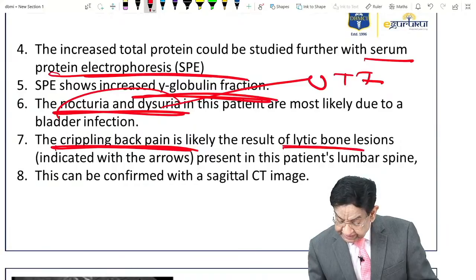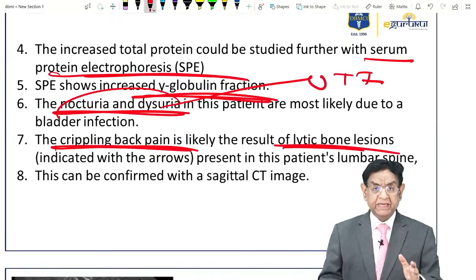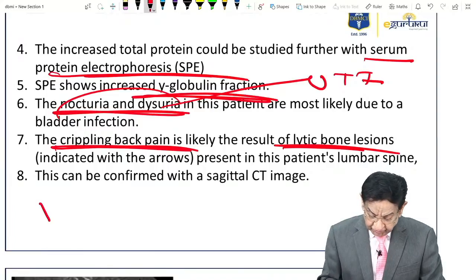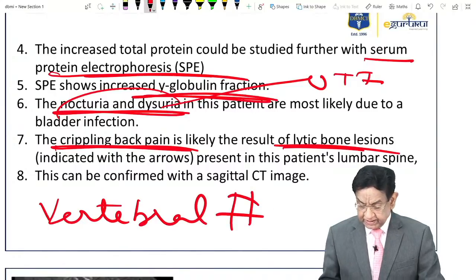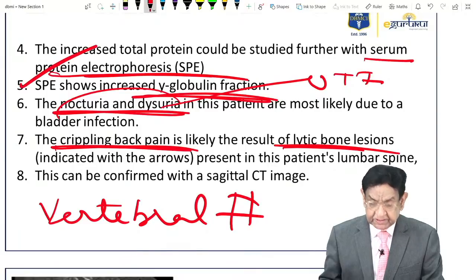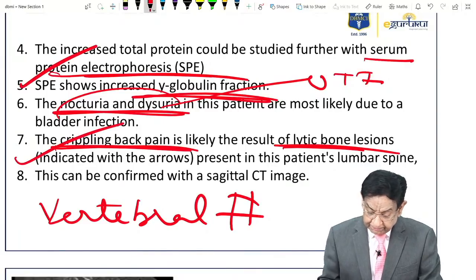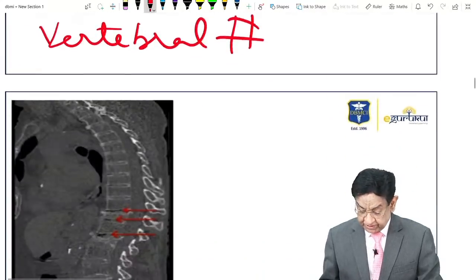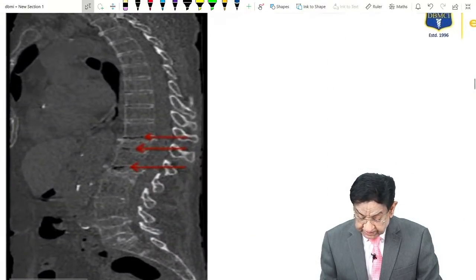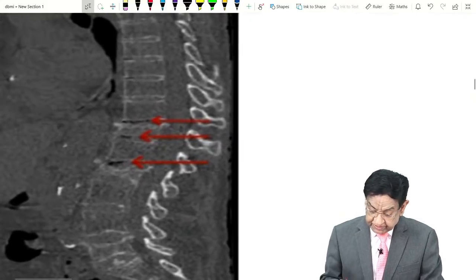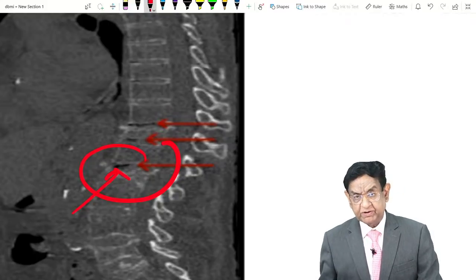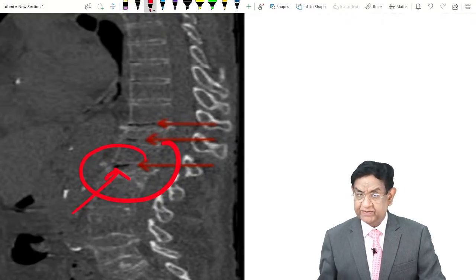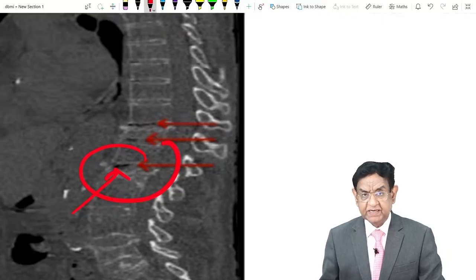So in these cases, lytic lesions are there, and due to this, they are prone to fractures, especially vertebral fractures. So look into this. The keywords are serum protein electrophoresis and crippling back pain, and that can lead to even fracture. Now you can see this beautiful picture: there is a fracture of the vertebra, which is the cause of back pain, or it may even lead to paraplegia if a massive fracture is there that can compress the spinal cord.